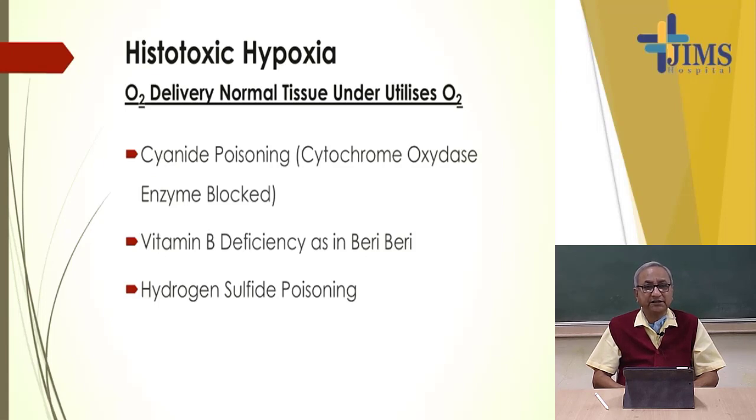Histotoxic hypoxia is a condition due to certain drugs. You all know about cyanide poisoning. Cyanide poisoning causes histotoxic hypoxia by blocking the cytochrome oxidase enzyme. Acute vitamin B deficiency, as in beriberi, can lead to histotoxic hypoxia. And of course, hydrogen sulfide poisoning can also lead to histotoxic hypoxia.